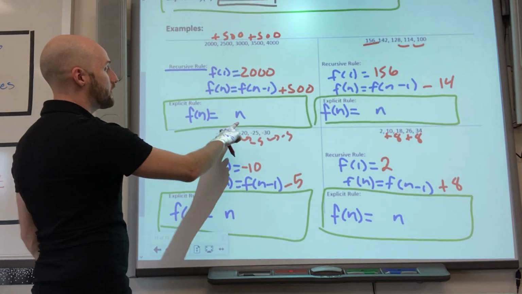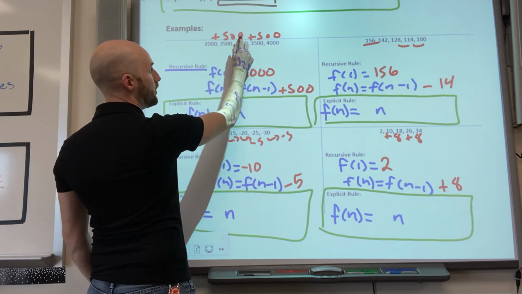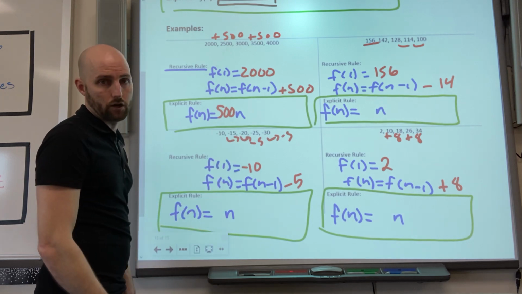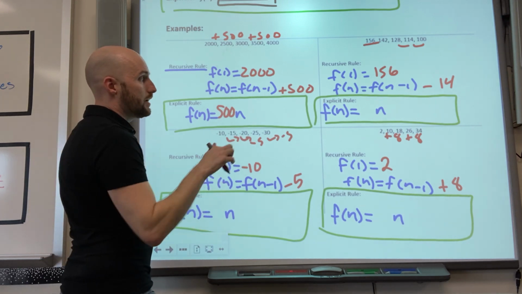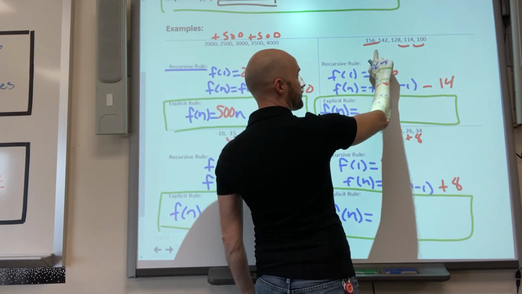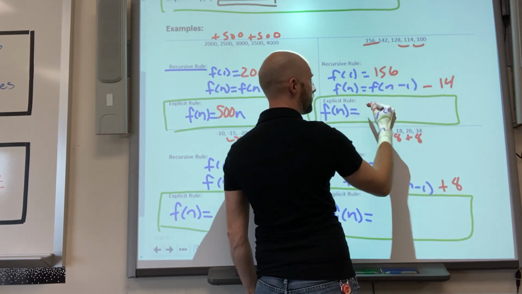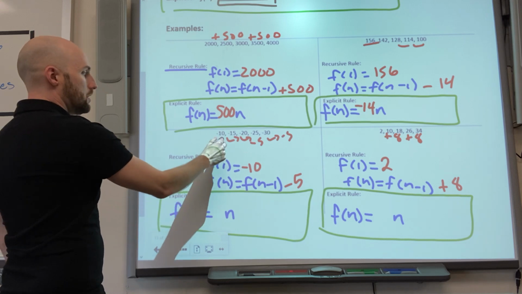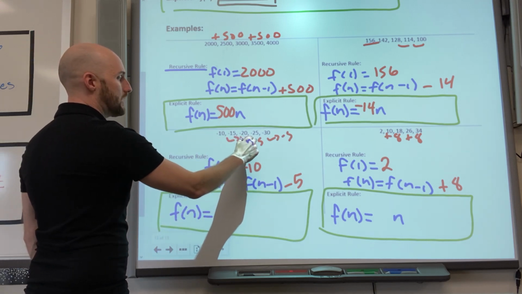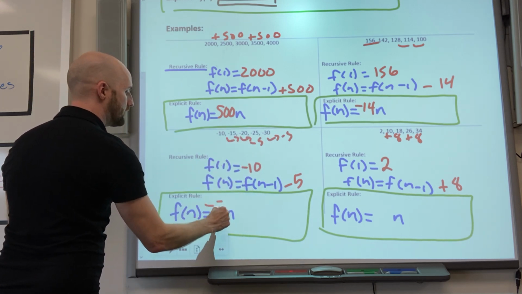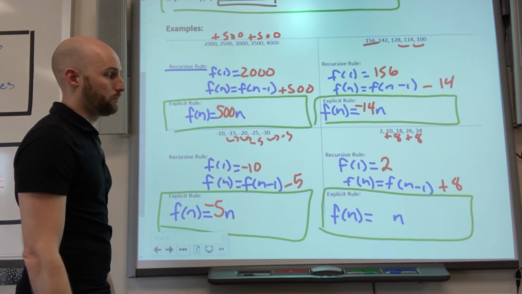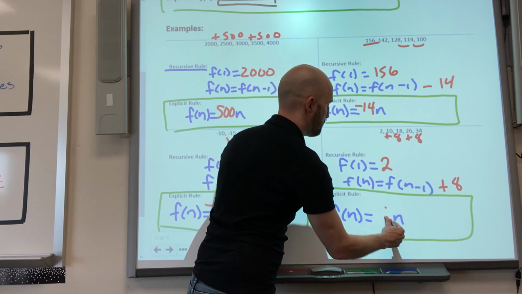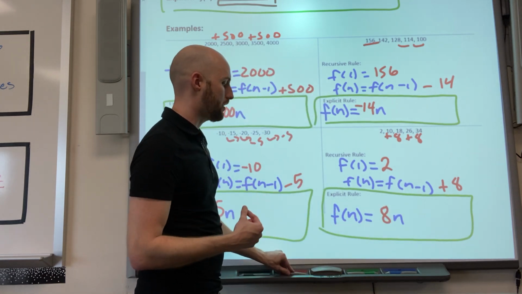What was the pattern? The pattern was plus 500, plus 500, plus 500, so positive 500, right? Here, the pattern was minus 14, minus 14, minus 14, so minus 14 pattern. This was minus 5, minus 5, minus 5, so minus 5 pattern. Here it was plus 8, plus 8, plus 8, so positive 8 pattern.